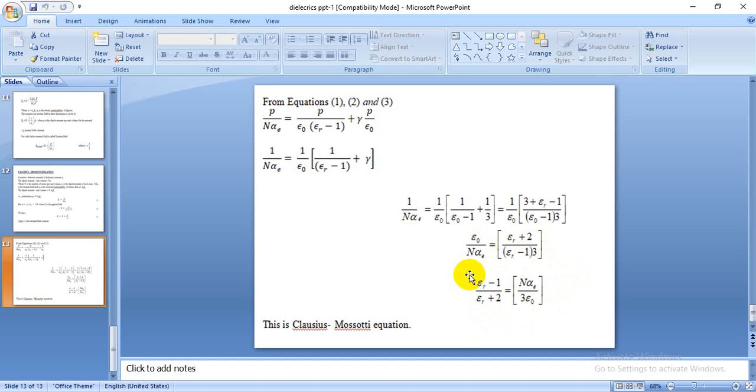By using this equation, you will get many numericals. In it, epsilon naught is a constant, N is the number of atoms per unit volume, alpha E is the electronic polarizability, epsilon naught is the permittivity of free space, and epsilon r is the relative permittivity. If you know the constants, we can easily find the electric field, polarization, or whatever is required for the given problem, using this Clausius-Mossotti equation.